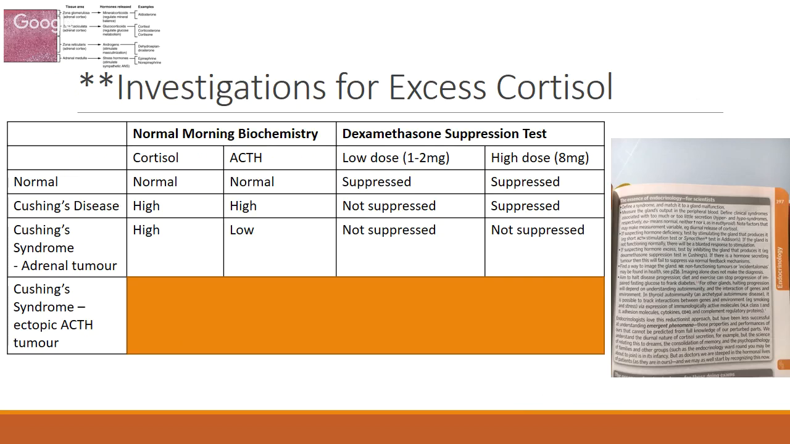And lastly, Cushing syndrome by an ectopic ACTH tumor. Similarly to an adrenal tumor, it's not going to be suppressed at all by dexamethasone. However, since it's an ACTH secreting tumor, ACTH levels and cortisol levels are going to be high in the morning. So it's like this.